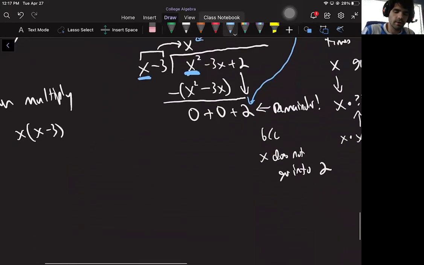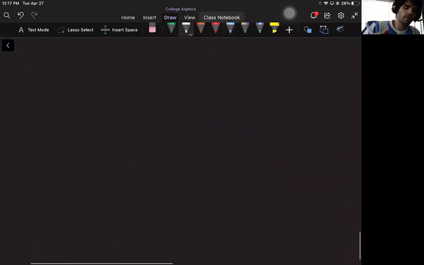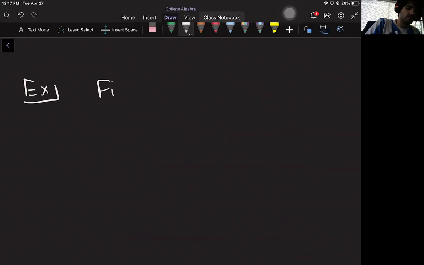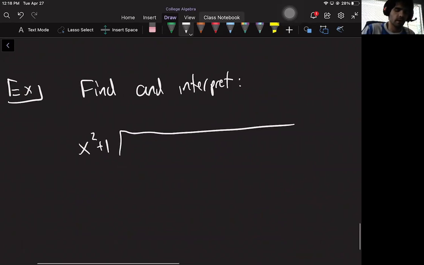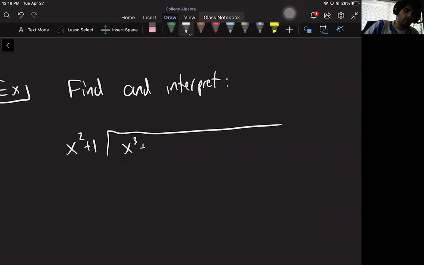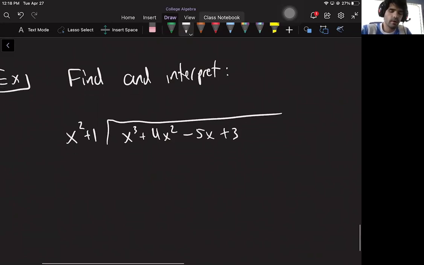So let's do a bigger example to see this process in all its glory. The next one I want to do is this one. Find and interpret this. What does this mean we're doing? And also, let's calculate it. x cubed plus 4x squared minus 5x plus 3. So this means I'm dividing this big old x cubed thing by x squared plus 1, right? That's what this means. I'll write that at the end as well.